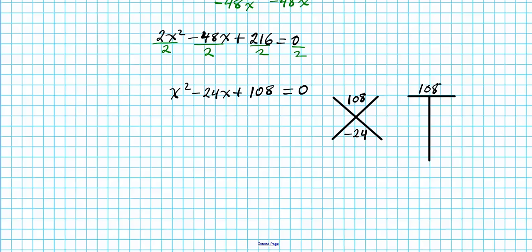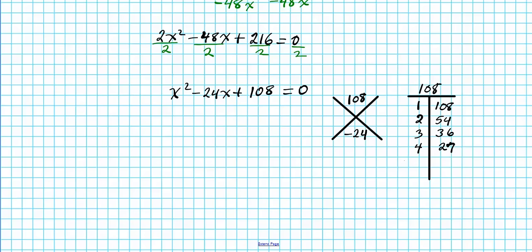Okay, so 1 times 108, that clearly doesn't work. 2 goes into 108 54 times. By combining these two, I can either get 52 or 56. That doesn't work. 3 goes into 108 36 times. This gives me 33 or 39. I'm looking for 24. That doesn't work. 4 goes into 108 27 times. Combining these two, I get either 31 or 23. Oh, that was close. But that doesn't work. We're going to move on.